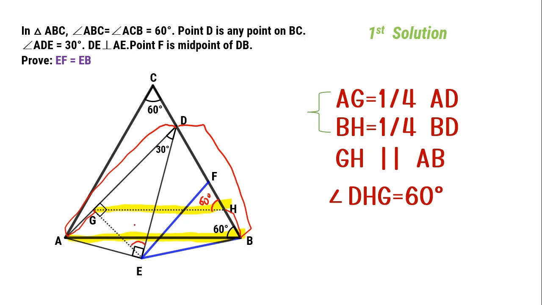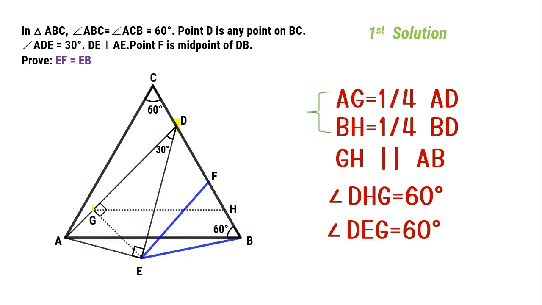We can also get angle DEG is 60 degrees. So, the 4 points D, G, E, H are on the same circle. Connect EH. Angle DGE equals 90 degrees. So angle EHF equals 180 degrees minus 90 degrees, which is also 90 degrees.